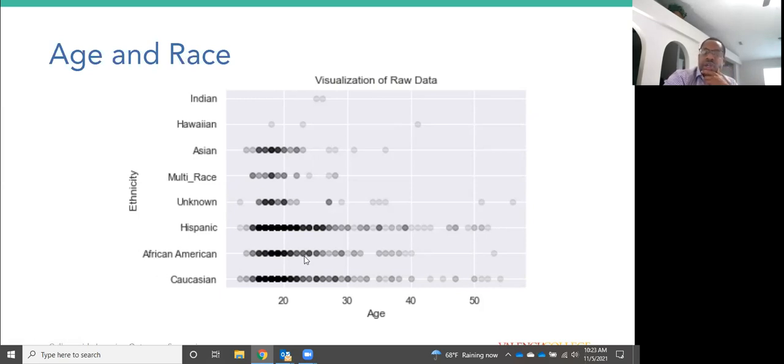But yeah, once again, we see earlier that there's a concentration of younger students in the course. But as you tend to get to the Hispanic ethnicity, we see a larger spread of the ages of those students, right? And similar with the Caucasians, but when you get to the Asians and maybe the multi-race, you're seeing a tighter concentration around the age group there.